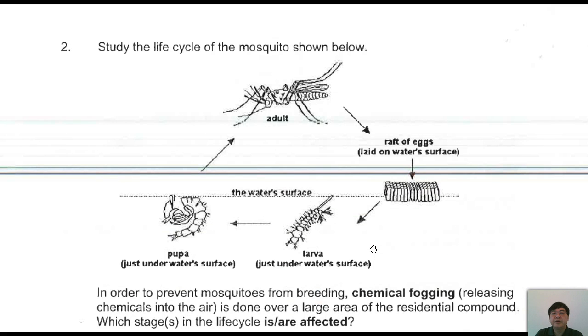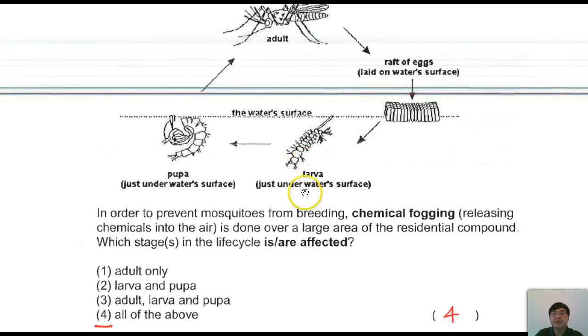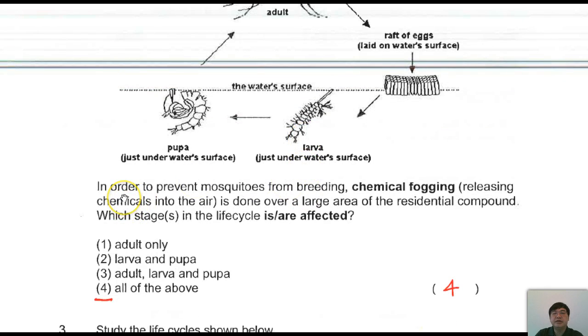Next, this is a life cycle of a mosquito. Laying eggs on the surface of the water, they become larva, or what they call a wriggler, right? And then the pupa, and back to the adults. Now there's something here. In order to prevent mosquitoes from breeding, chemical fogging.